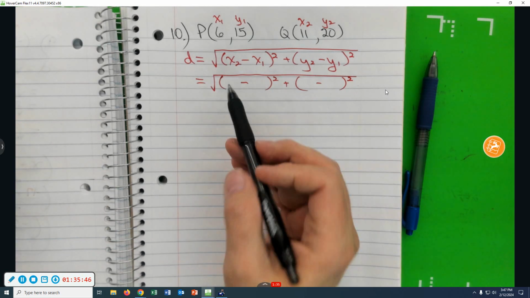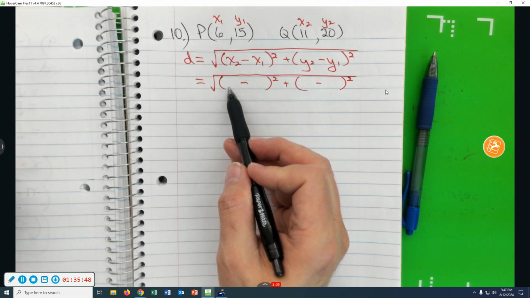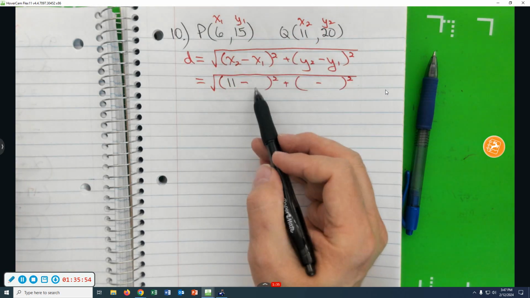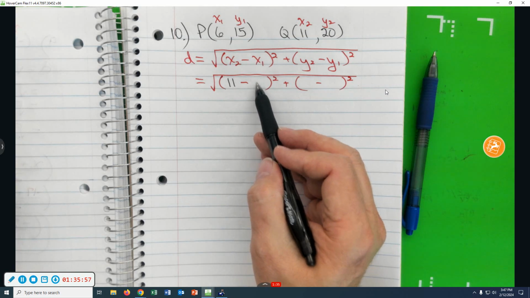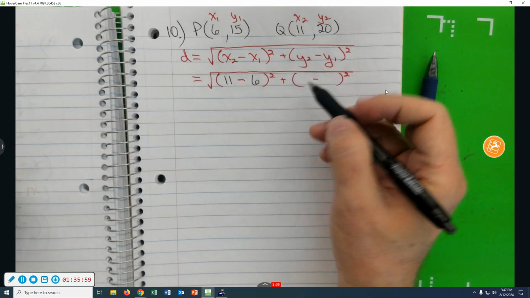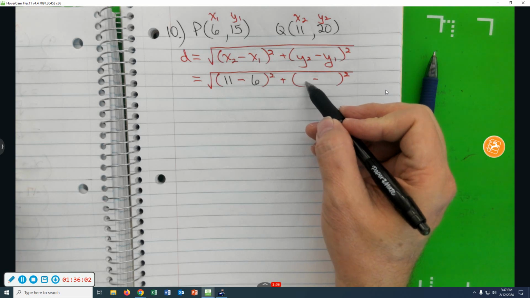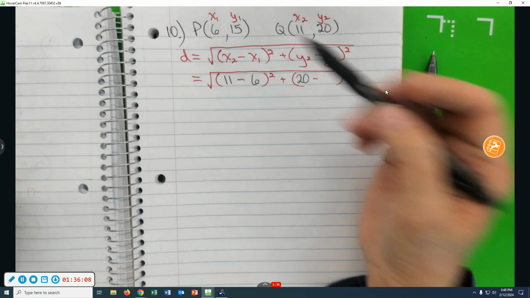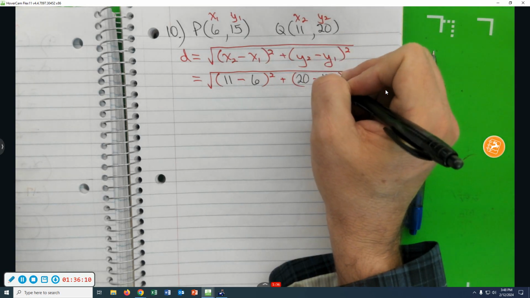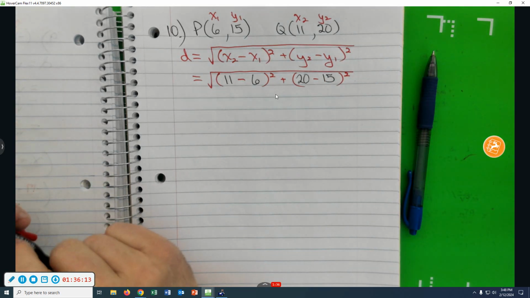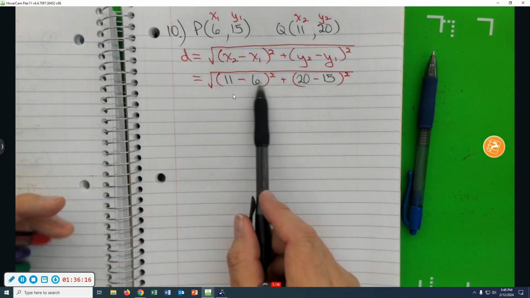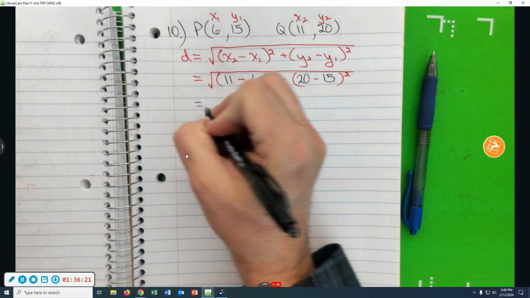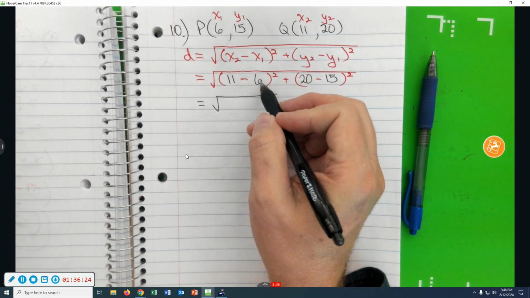Okay, what number am I going to write here? 11, that's x2. Which number will I put here? Okay, that's right. Here, y2 is 20 minus. And there should never be a time you're subtracting an x and a y. Realize the x's are paired together, the y's are paired together. Well, 11 minus 6, that's 5.